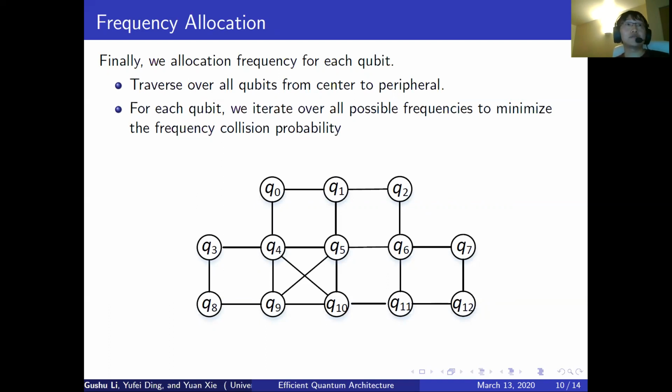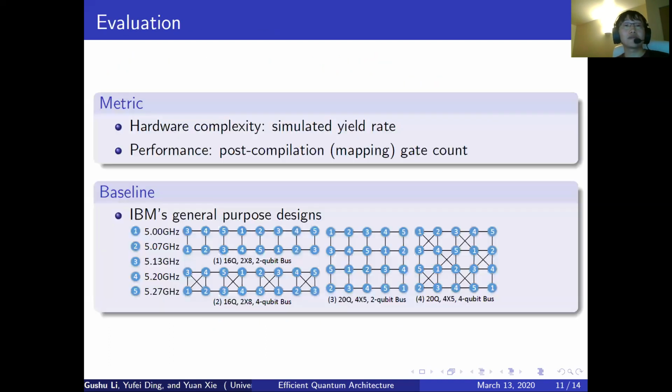Now let's introduce our evaluation. For each architecture generated from our design flow, we hope to know its design complexity and the performance. We evaluate the hardware complexity by simulating the yield of the architecture with a yield simulator. We built it by ourselves. The yield model is from IBM. For the performance, we use the post-compilation gate count, and more gates here indicates a lower performance.